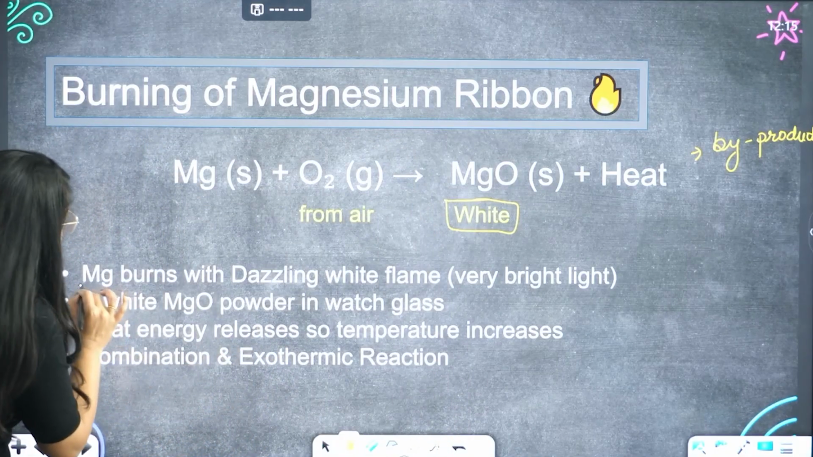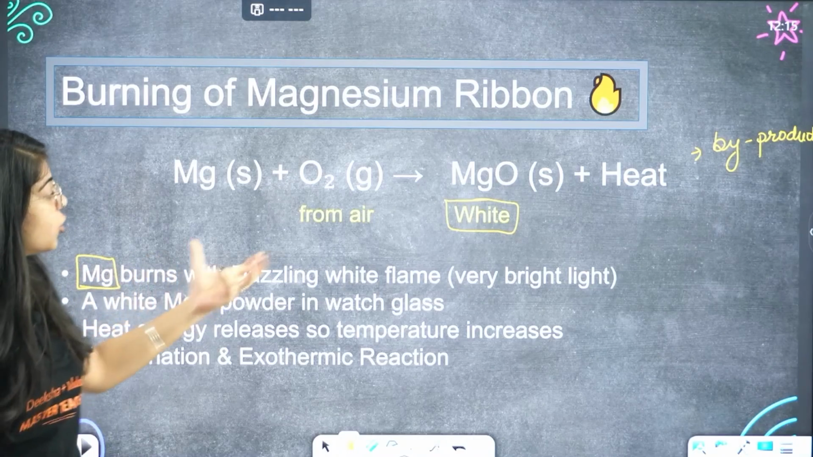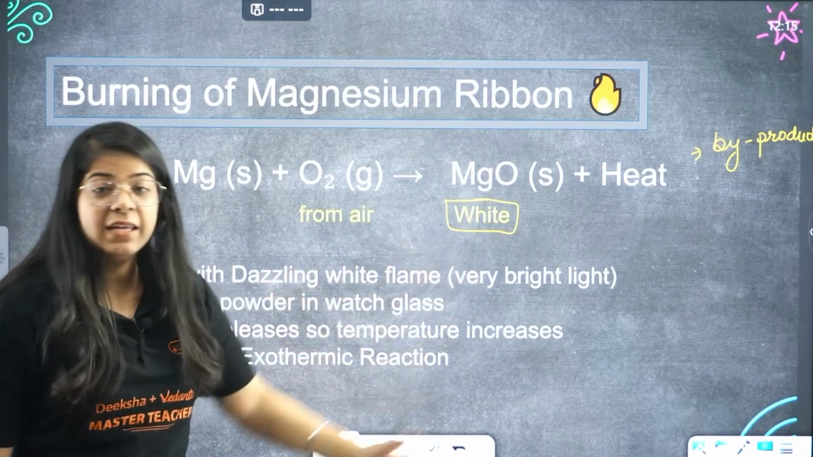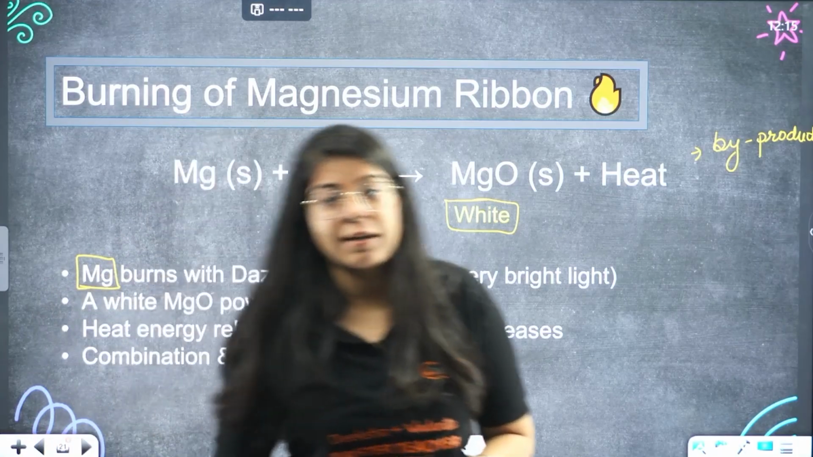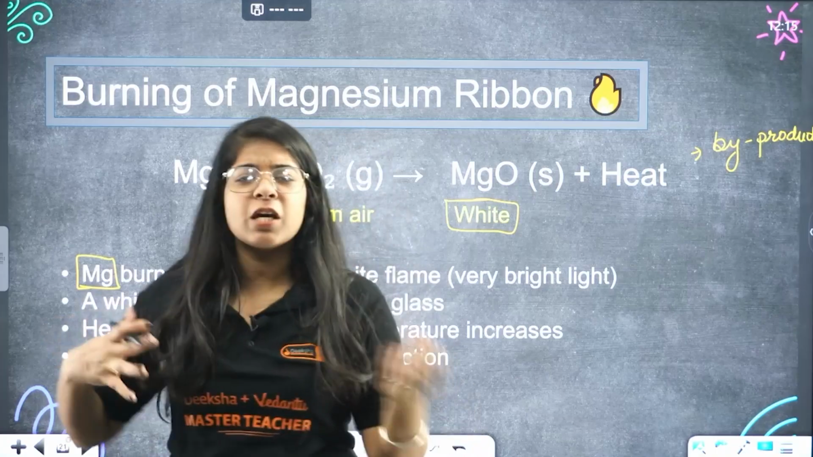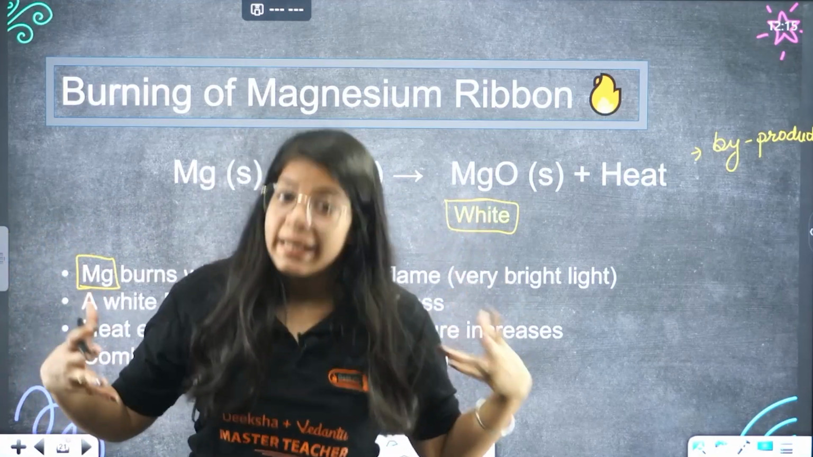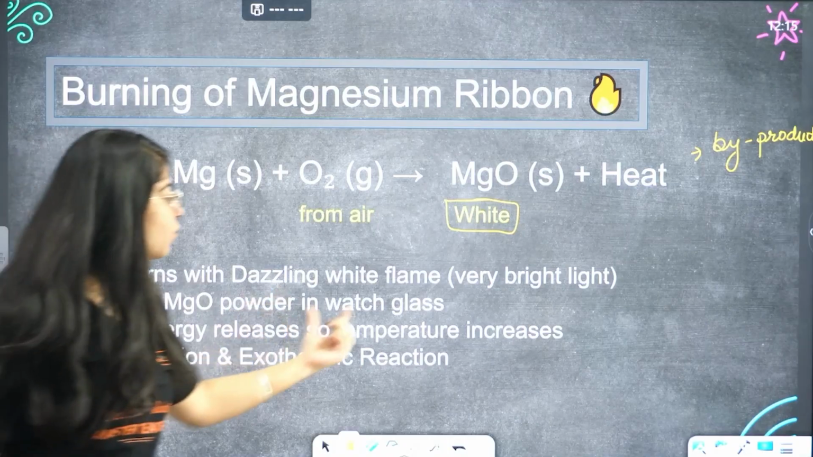And what are the characteristics of this? See, whenever magnesium burns, it burns with a dazzling white flame, very bright light. Whenever you see magnesium burning, we see a very white, dazzling, bright light coming out of it. Okay, then we have a white MgO powder in a watch glass.